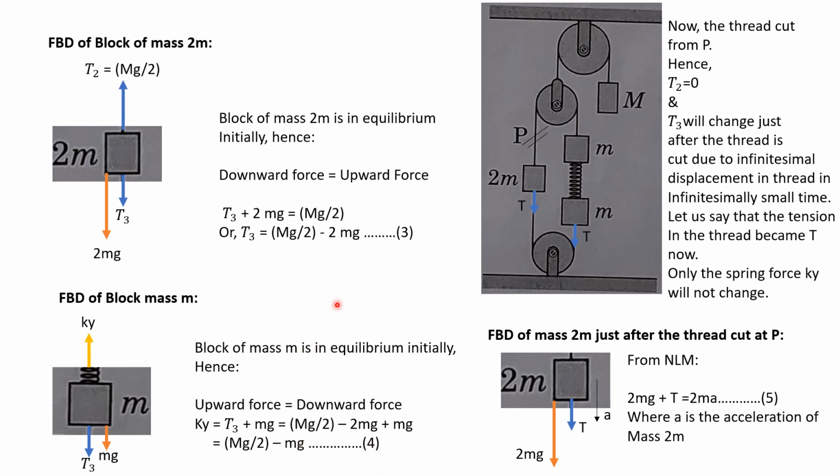In the question it is given now, when the system was in equilibrium, thread number 2 has been snapped off or cut from point P. So what will happen? When the thread is cut from here, T2 will immediately become 0. Okay. And T3 will change.